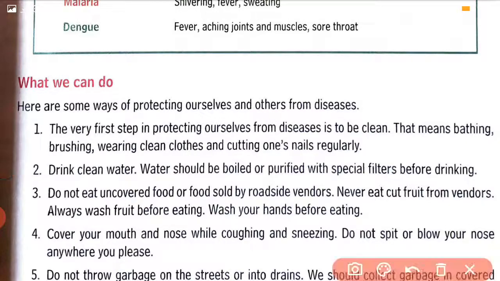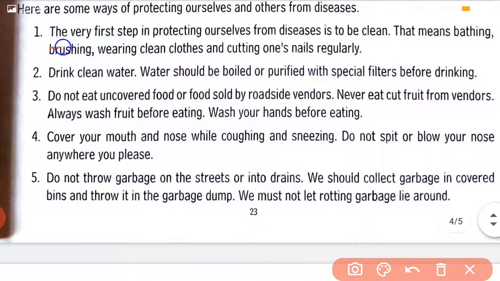Now, next part, what we can do. Here are some ways of protecting ourselves and others from diseases. The first step in protecting ourselves from diseases is to be clean. That means bathing, brushing, wearing clean clothes, and cutting one's nails regularly. Drink clean water. Water should be boiled or purified with special filters before drinking.